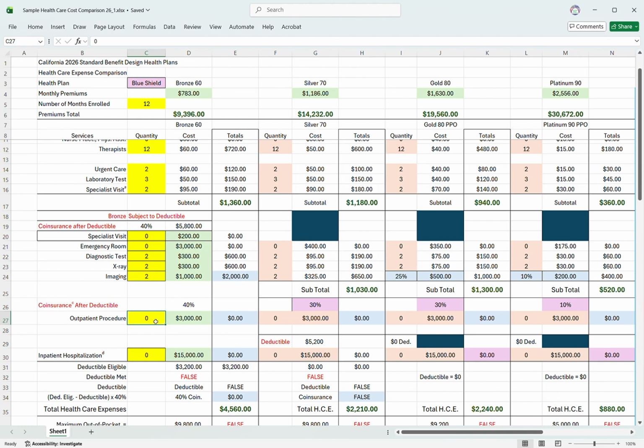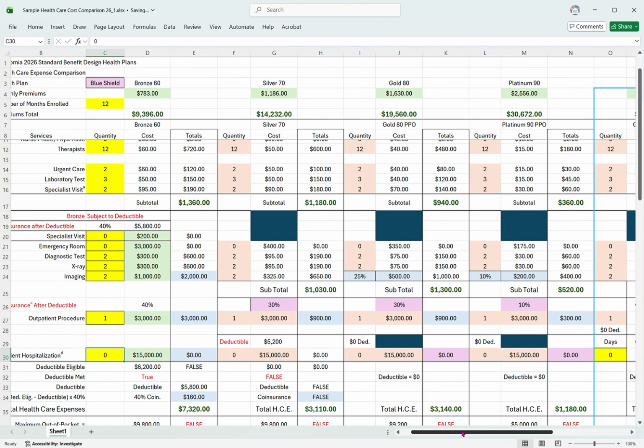Then there are outpatient procedures, and perhaps this person believes they'll have 1 outpatient procedure, maybe arthroscopic surgery. Now for the silver plan, outpatient procedures are subject to 30% co-insurance, so this worksheet just takes 30% times 3,000 and comes up with $900 for the total.